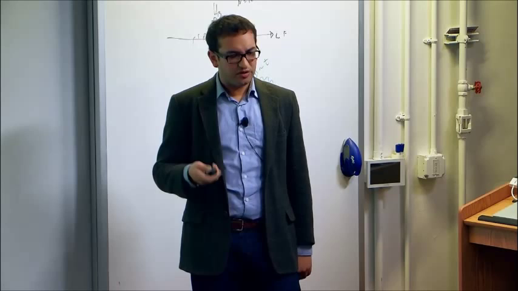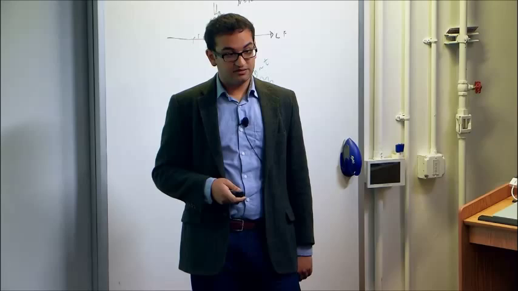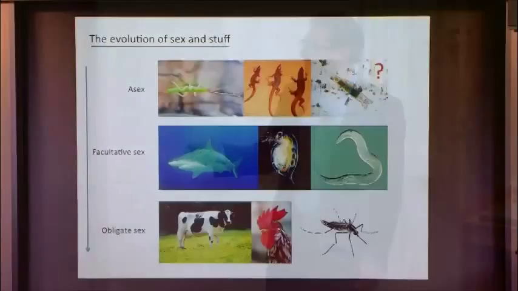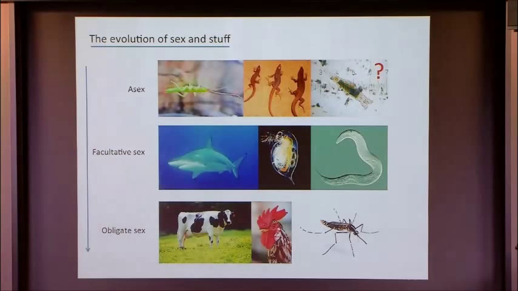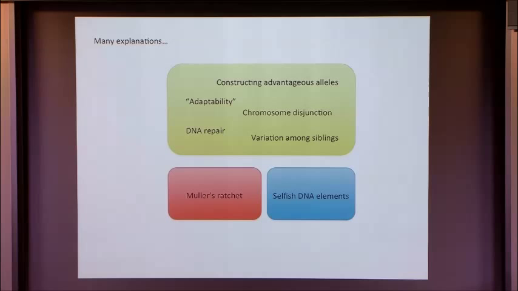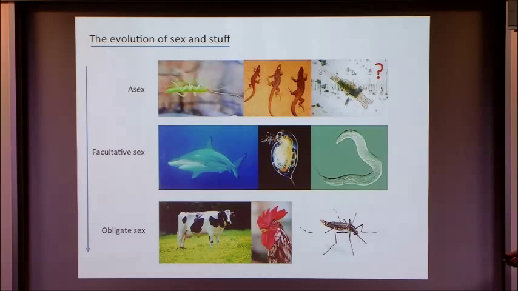What's the benefit? Of what? Of obligate sexuality. Right. So, okay, yeah, we've heard a lot of explanations. That arrow on the previous slide, that's just increasing frequency of sex. That's all that means. Right. Yeah. So, you know, zero and one and something in the middle.